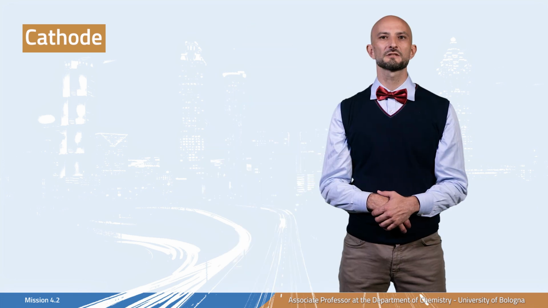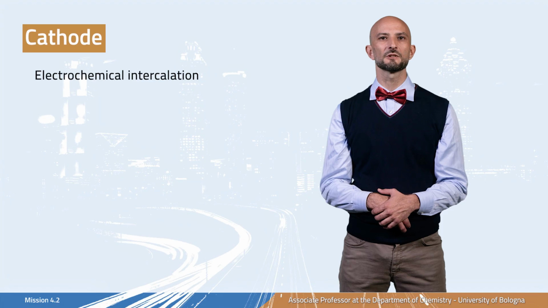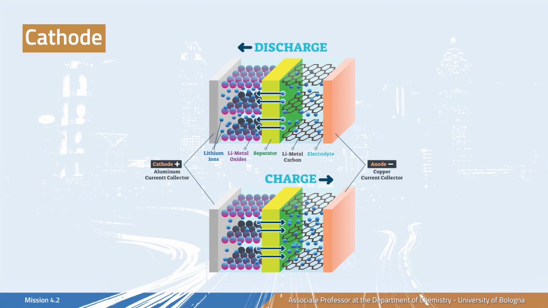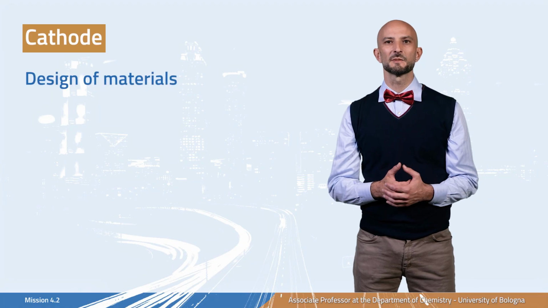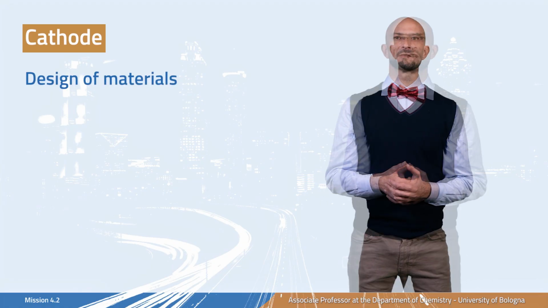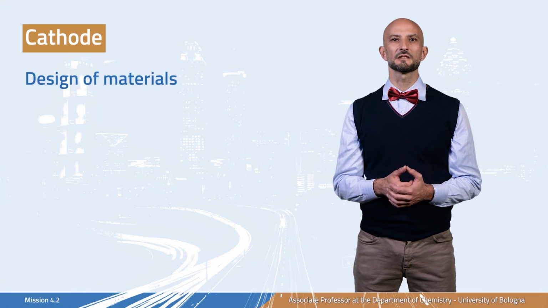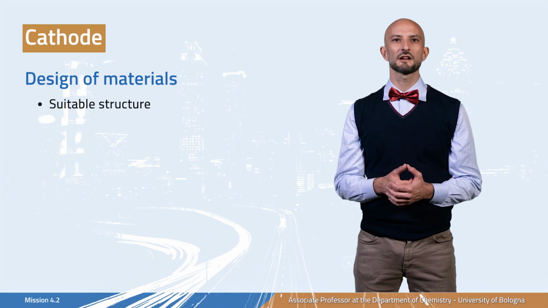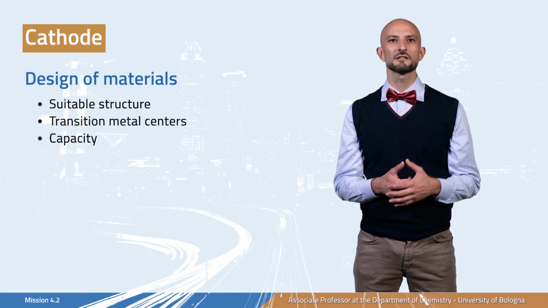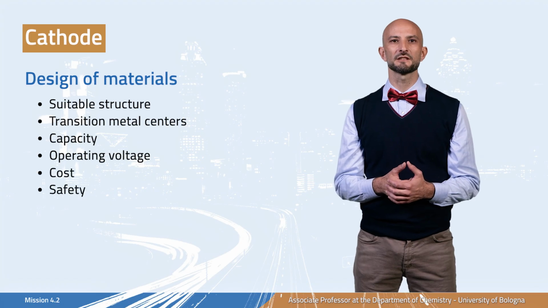The cathode stores lithium ions through electrochemical intercalation, which requires suitable lattice positions for insertion and reversible release of lithium ions. Lithium ions are reversibly introduced and removed from the cathode and anode materials during charge and discharge cycles. The design of materials for the positive electrode must account for all these aspects, including suitable structure for ion insertion and desertion, transition metal center, capacity, operating voltage, cost, and safety.